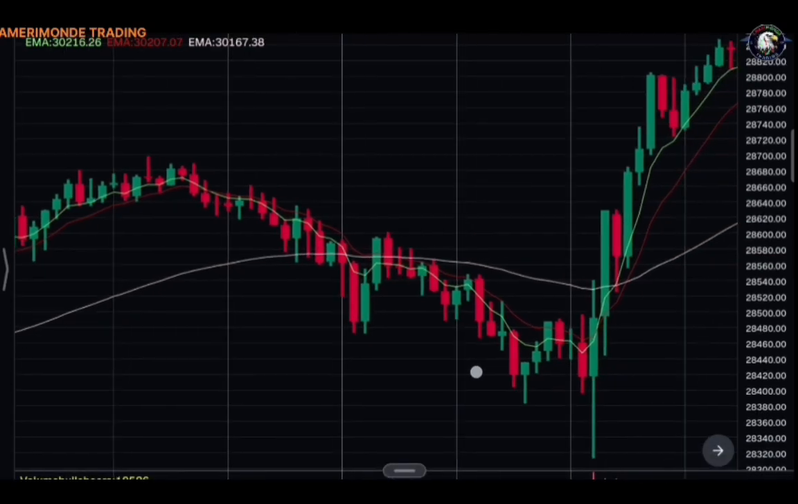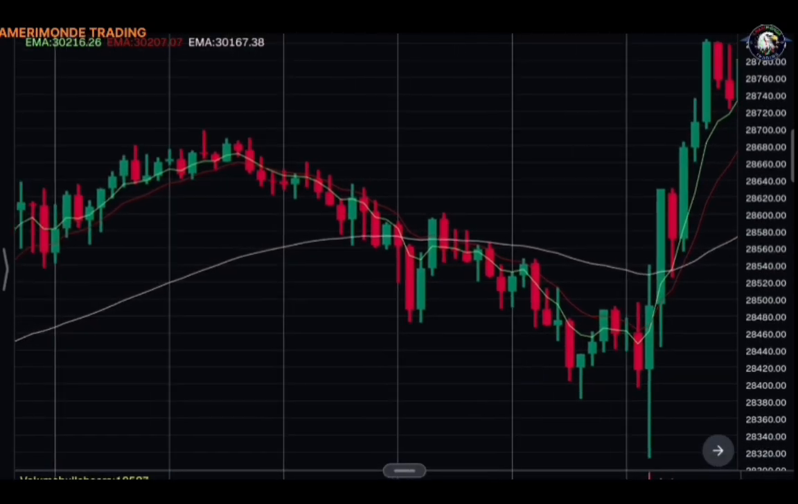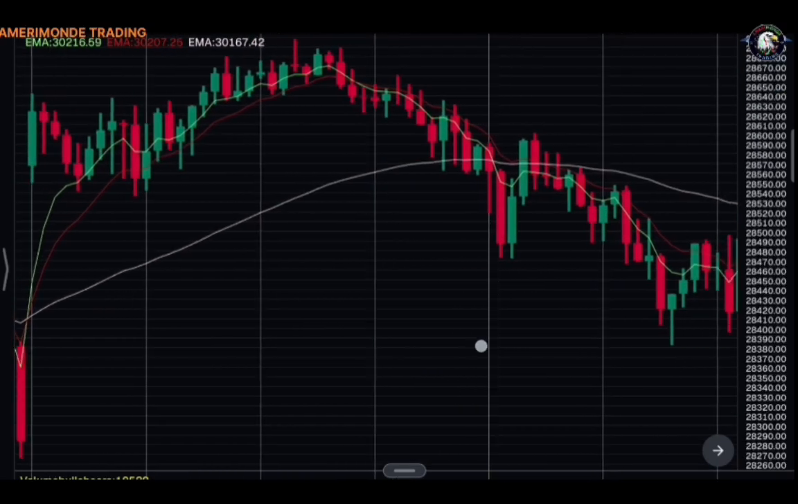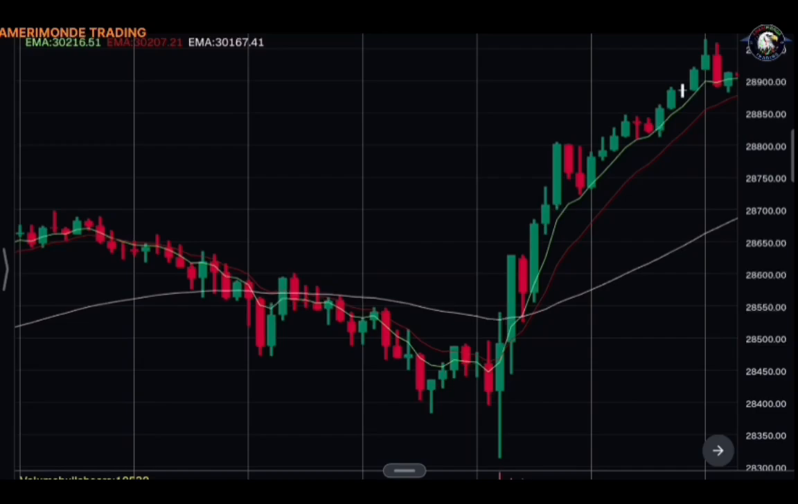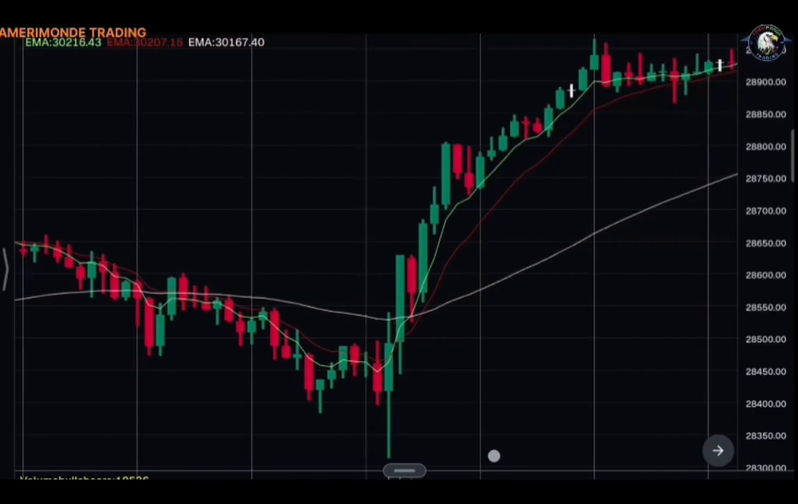Why 15 and not 10? Because 15 filters out noise on NQ and ES. 10 is too fast. You get too many false crosses. 15 gives you cleaner entries, especially on a 5-minute chart like this.